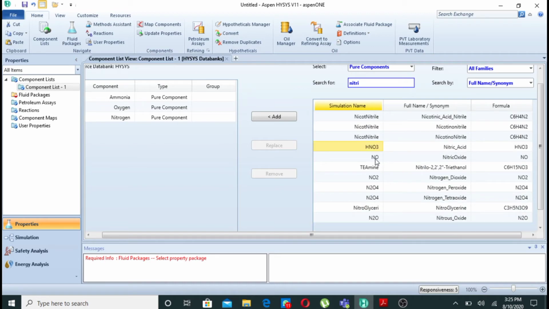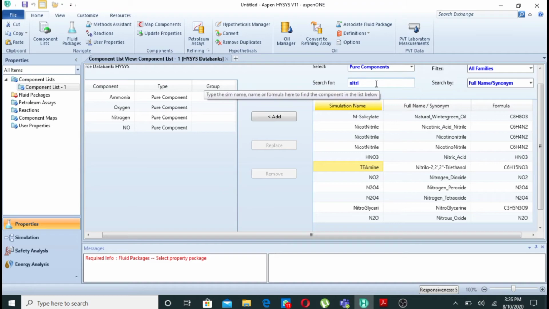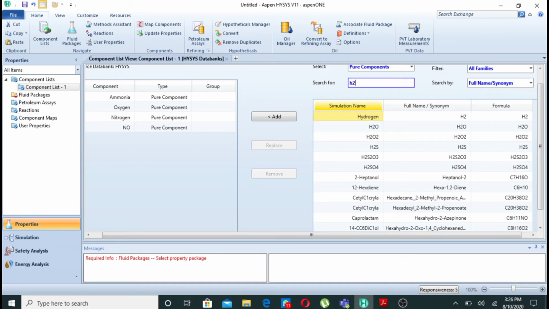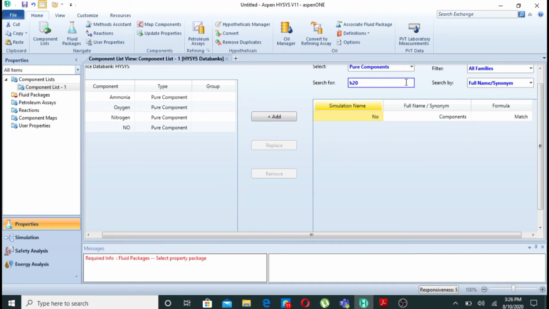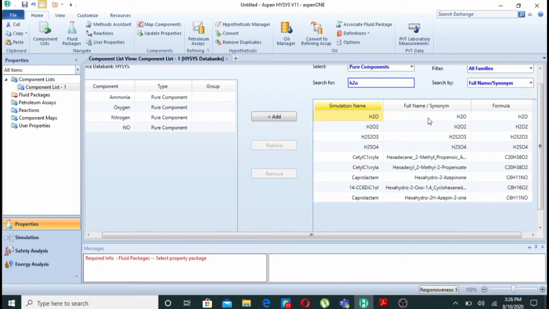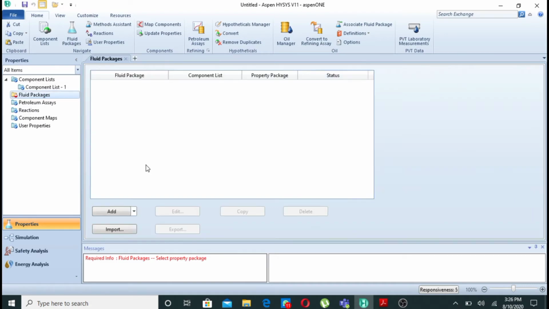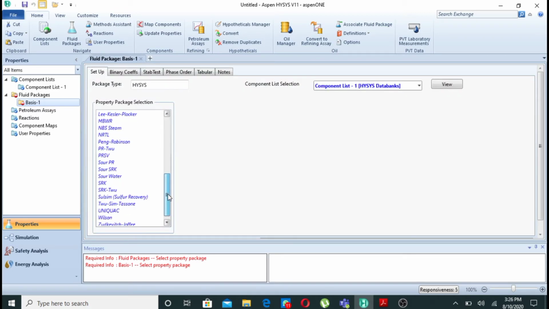So this is nitric oxide, NO, so we will just click it and add it. And in the reaction we will also have water as a product, so we will add water. Now we will go to the fluid package. For gas reactions, Peng-Robinson is a very powerful fluid package, so we will select Peng-Robinson here.